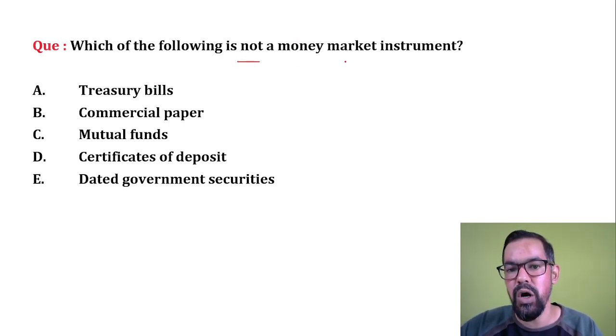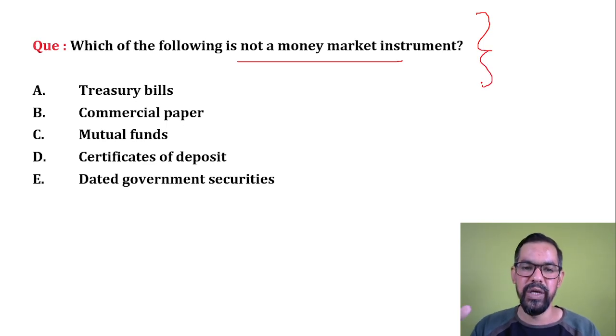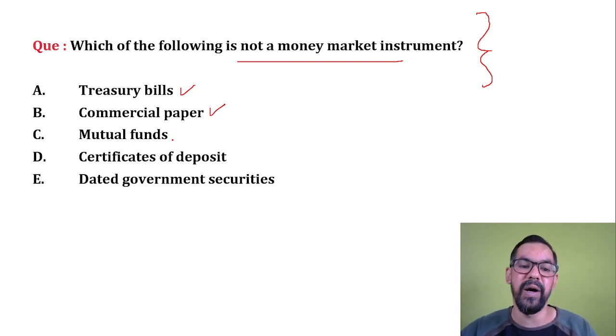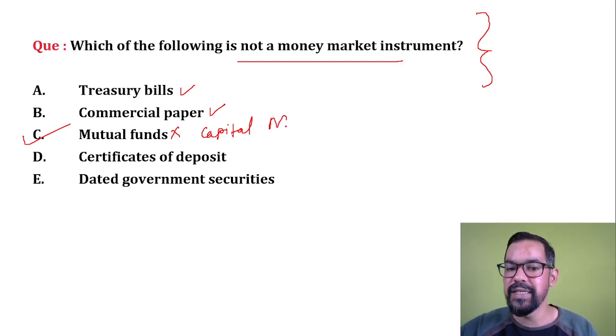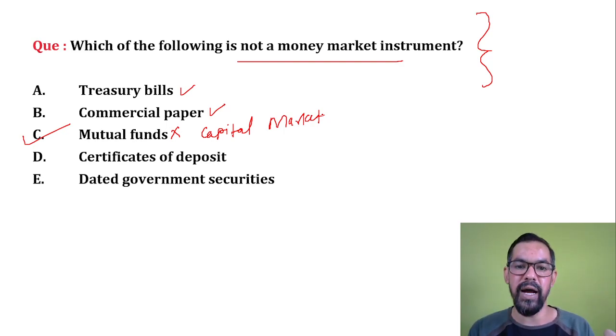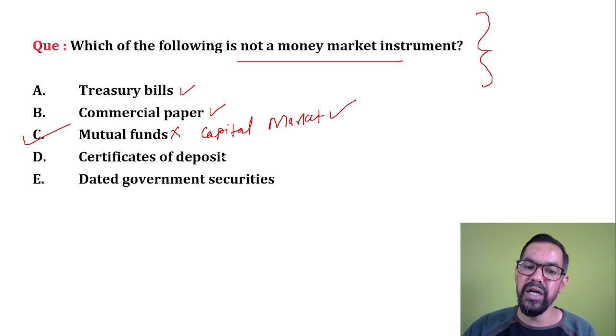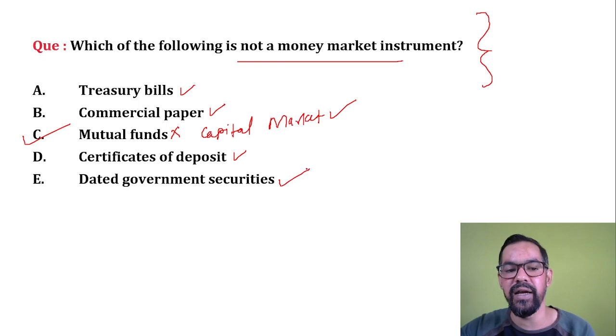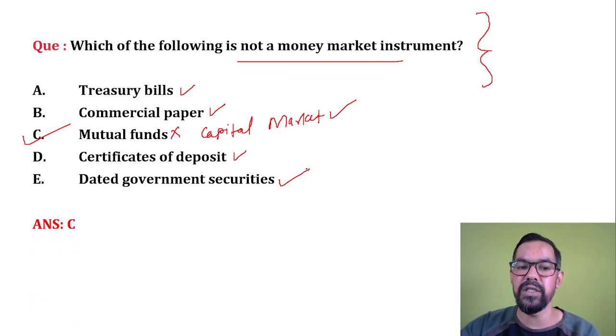Which of the following is not a money market instrument? Okay, so we've gone through so many money market and capital market instruments. I hope now it is clear. Treasury bill is part of money market, commercial paper is part of money market, mutual funds are not part of money market, these are part of capital market. A mutual fund is basically a combination of equity and debt, and equity means shares and debt means bonds. So the debt bond market and share market are related with long term securities, and they are part of capital market. Certificate of deposit is again part of money market, and dated government securities are again part of money market. So option C will be the correct answer for this particular one.